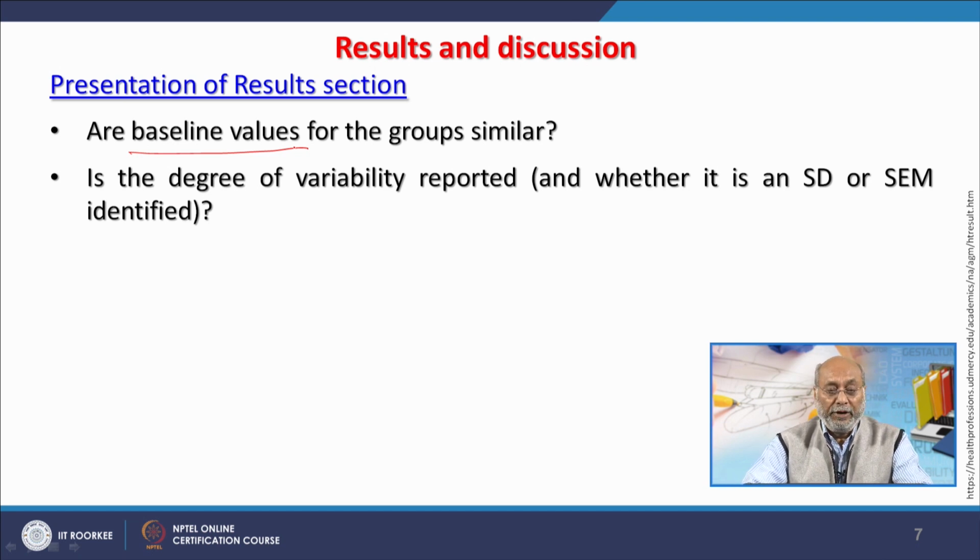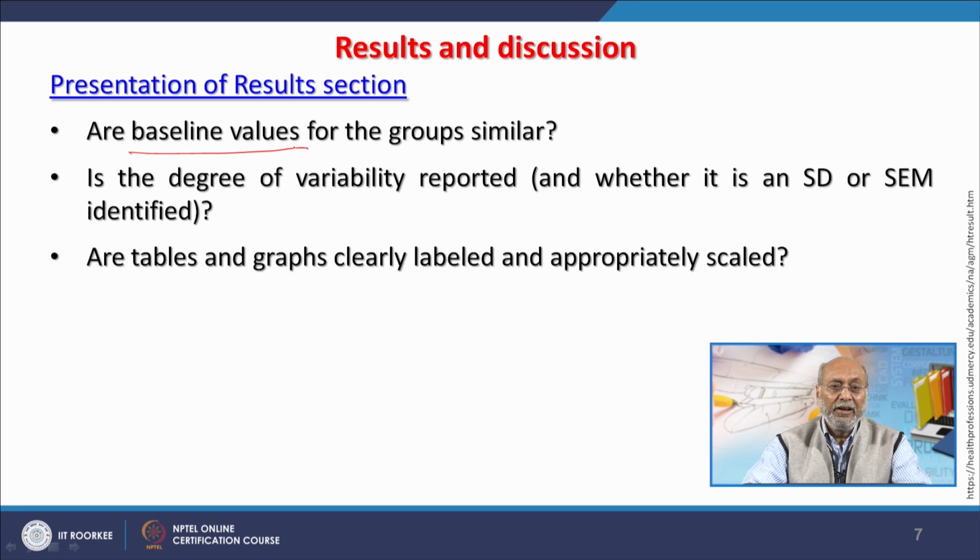Is the degree of variability reported? That means standard deviation or other measures, whether they have been sufficiently reported in the results section. And are the tables or graphs clearly labeled and appropriately scaled? That is very important: the scale for graphs, the labels for tables, and even figures or maps being labeled. This is a very common observation in my own teaching experience: whenever students present their reports or PowerPoint presentations, they do not label things clearly. They will not put a legend. If they present a map, they might not put a scale, and then the audience or whoever is going through that presentation or paper has to ask what the scale is, what this thing is. So these things are very important while presenting the results. They should be complete by themselves.